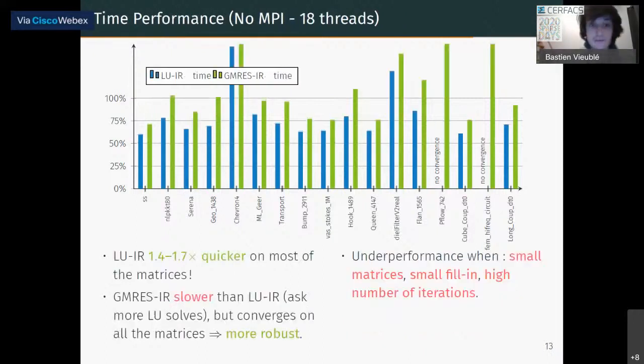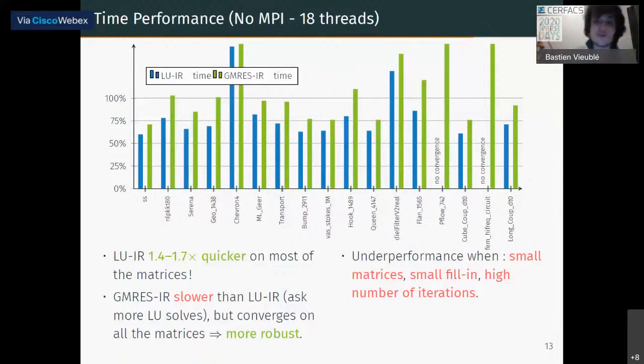So now, in time, what I display here is the same figure as for memory, but for time. And we can first see that, at best, LUIR is 1.7 times faster than DMUMPS, which is pretty cool. Also, GMRIR is a bit slower than LUIR, because it asks for more LU solves, but it does converge on all the matrices of the set, which makes it a more robust method.